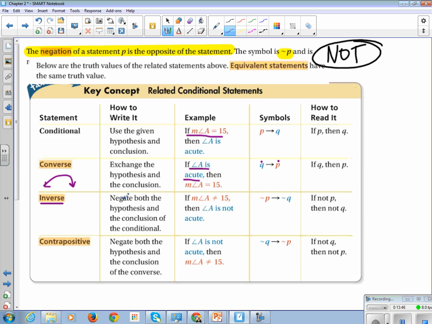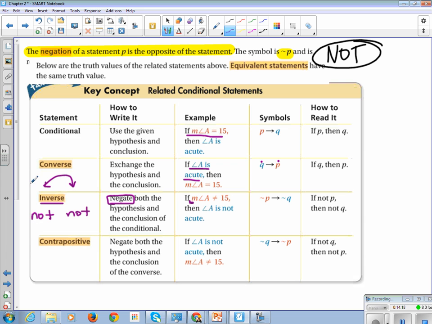The inverse is when you negate both the hypothesis and the conclusion. So we're gonna call this the not. You keep the same order, but you just go not. So if the measure of angle A is not equal to 15, then angle A is not acute. So this looks like not P, then not Q.